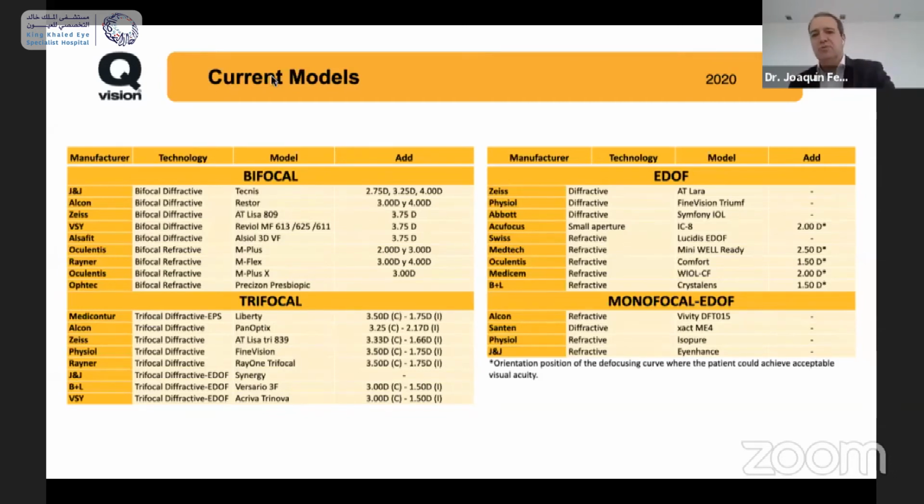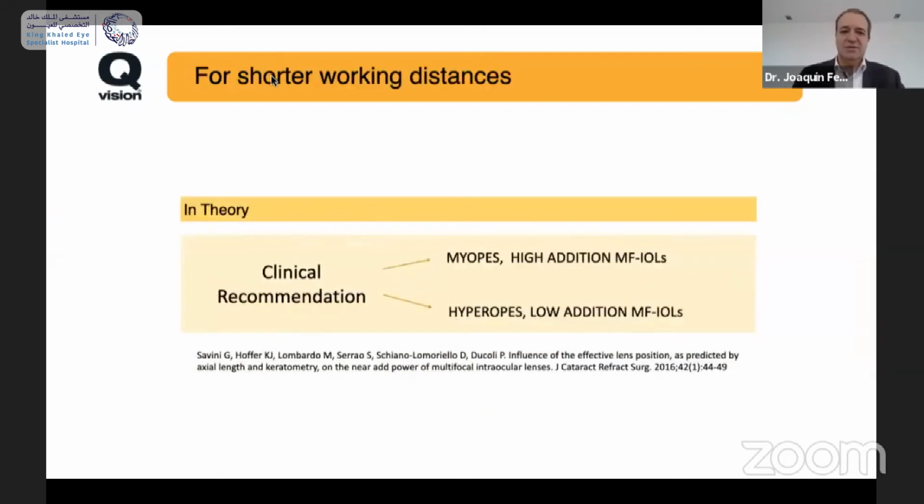It's very important to know, okay? I'm going to tell you right now why. As you can see, in the refractive arm we have the Lucidis, the Miniwell, the Comfort, the Wheel and the Crystal lens. And now we have even lower addition, the monofocal plus lenses. You can see here this year we have the PBT, the SAC of Santen, the Physiol Isopure, and the Johnson & Johnson lens. Okay, let's take a look.